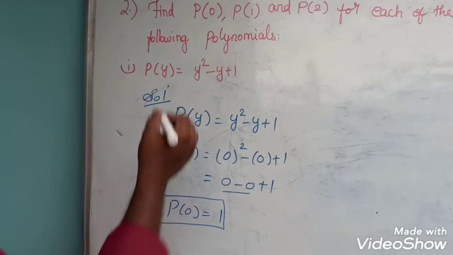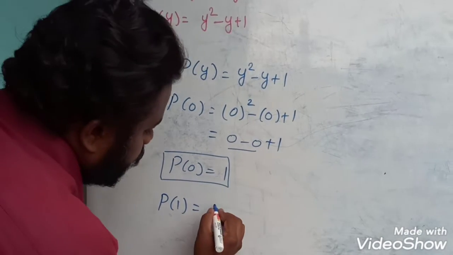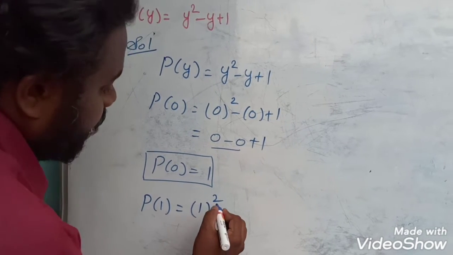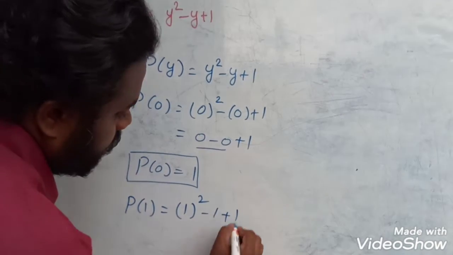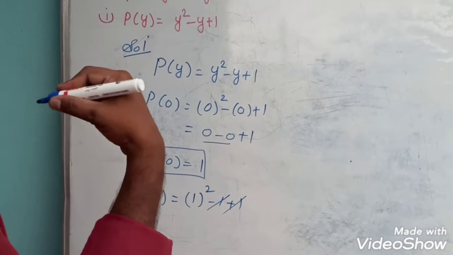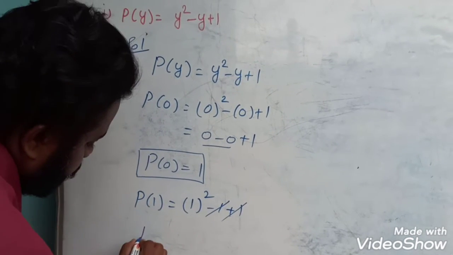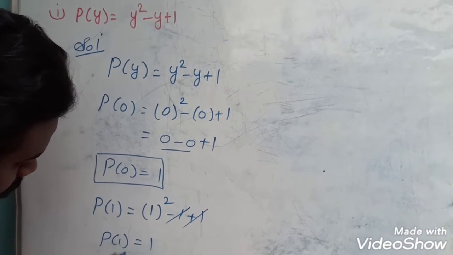And next I have to substitute 1. P of 1 is equal to, instead of y, I substitute 1 square minus 1 plus 1. So minus 1 plus 1 will get cancelled. 1 squared, you get 1 only. So p of 1 is equal to 1.